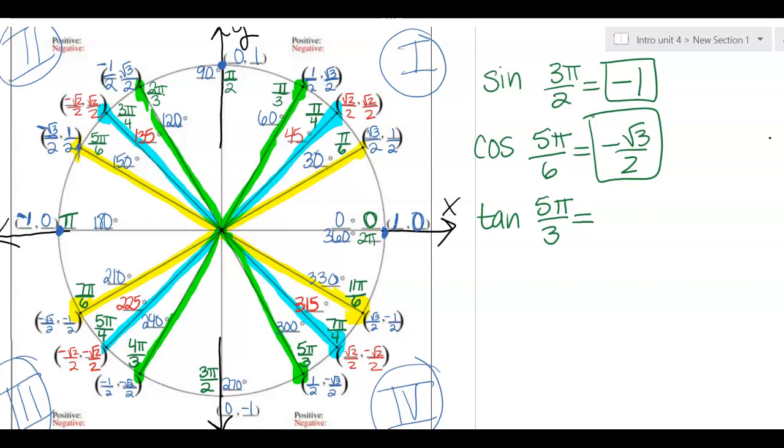Okay, and as I look at those, when I look at 5 pi over 3, 5 pi over 3 is here. Okay, and then to define the tangent, I need to do the y divided by the x. So in this case, I need to do negative rad 3 over 2 divided by 1/2. So we have negative rad 3 over 2 multiplied by the reciprocal of 1/2, and I get negative rad 3. This one's nice because the radical is not in the denominator, so you don't have to do those extra steps. So this is just negative rad 3.